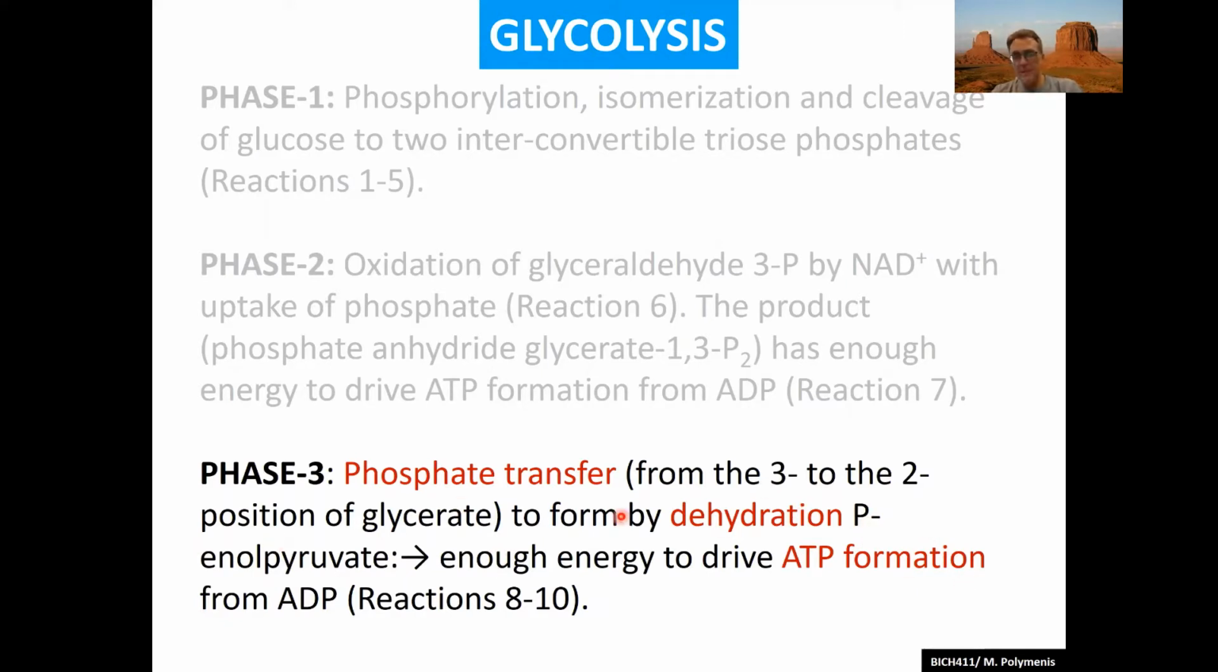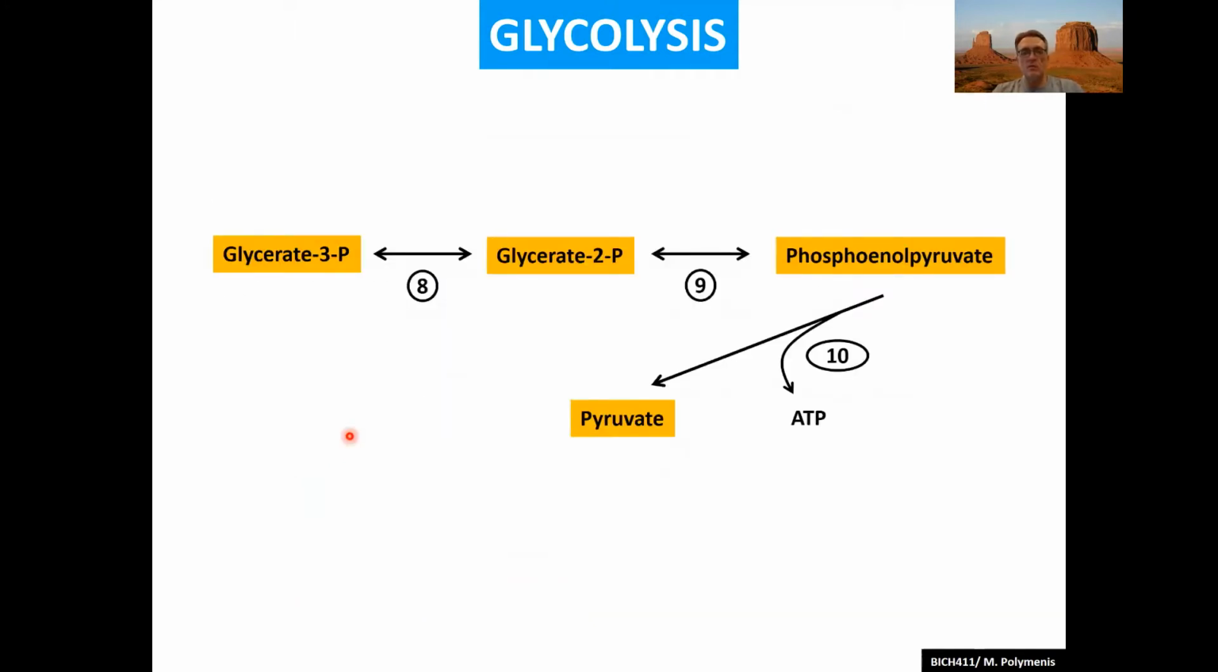We're going to see a dehydration at that point. And that is going to be our high energy compound, phosphoenol pyruvate, that will be enough to drive formation of ATP from ADP. So these are the 3 reactions. First, we're going to move the phosphate from position 3 to position 2. Then we're going to dehydrate this compound, glycerate 2-phosphate, to make PEP, phosphoenol pyruvate. And finally, pyruvate kinase will come in and give us 1 ATP. Again, all these are 3 carbon units. Okay?